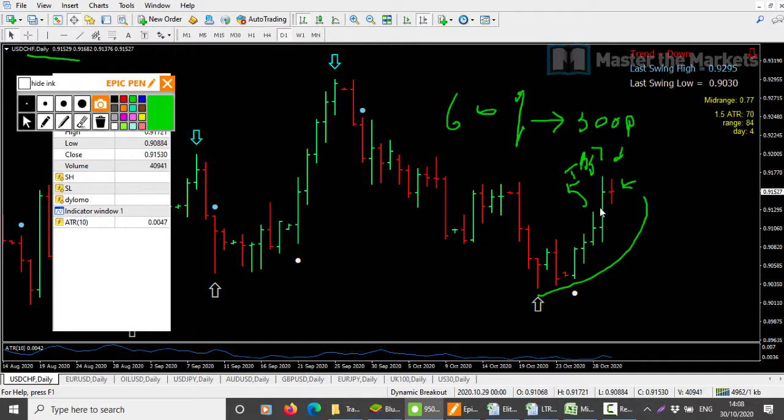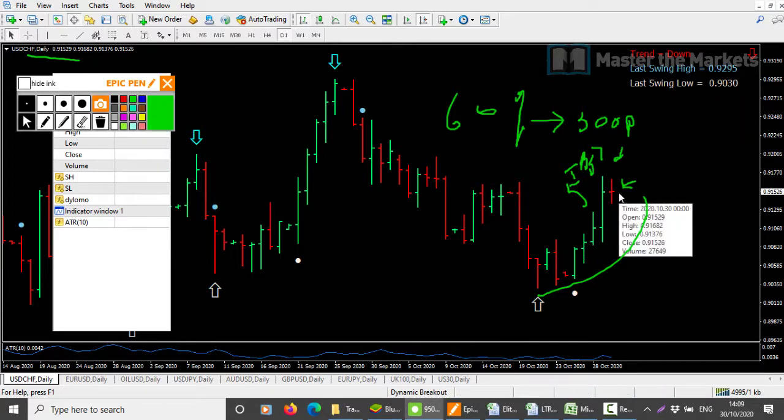On the other hand, we also know that 60% of them take about 7 days before they start to turn. How many days does this have? 1, 2, 3. This is the Sunday bar, so let's not count it. 3, 4, 5, 6, 7, 8 days. So it's going beyond the 60% mark.